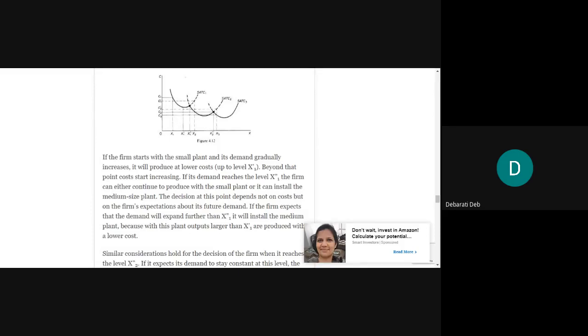Similar considerations hold for the decision of the farm when it reaches the level x2''. Now, where is x2''? See, now move on to x2''. Same type of scenario. Now you are at the medium sized plant and your demand has, by God's grace, reached x2''. And this is the point where if you continue with the medium sized plant, your cost is going to gradually increase. So, depending on the market demand and future expectation, you will either choose to enhance your plant size again, or you will stay at this point and manage with the increased cost, because there is no more demand. So you will manage out there.